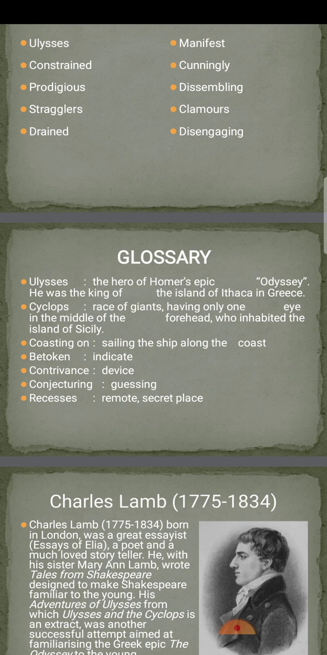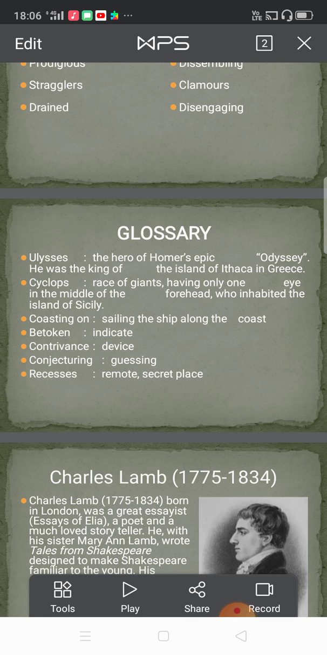Cyclops, a race of giants having one eye in the middle of the forehead, who inhabited the island of Sicily. Sicily is in Italy now, but Sicily at that time was something different. These are all imaginary stories, children, not real. Coasting on, sailing the ship along the coast. Betoken, indicate. Contrivance, device. Conjecturing, guessing.